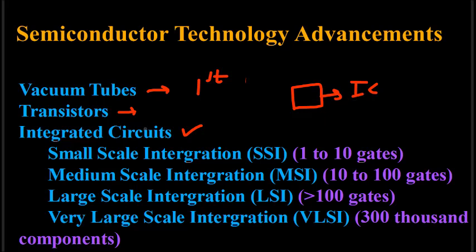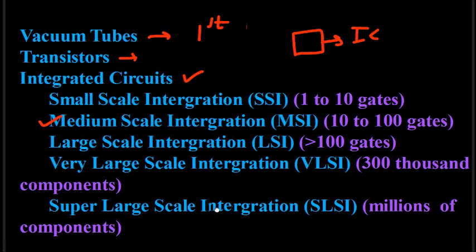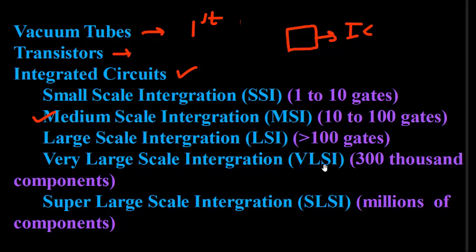With the advent of more powerful techniques, it started with small scale integration. In small scale integration, there were around 1 to 10 gates in a small chip. Then with more technological advancement, we had medium scale integration, which had 10 to 100 gates per chip. Then came large scale integration, which had more than 100 gates per chip. Then with very large scale integration, it had more than around 300,000 components, that is 3 lakh components in a small chip.